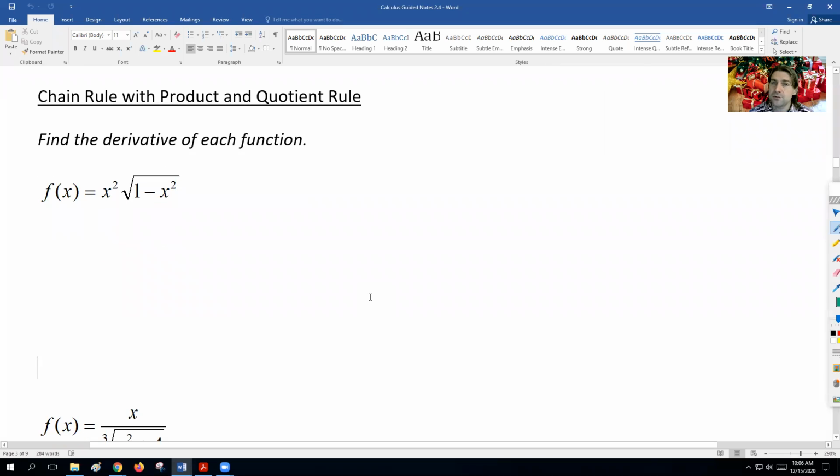So today we're going to keep using the chain rule. We're also going to apply the product rule and quotient rule with it. So some of these we just got to be careful of. When is the chain rule being applied? Is it being applied at the beginning or is it being applied in the middle? So we'll just take our time with this.